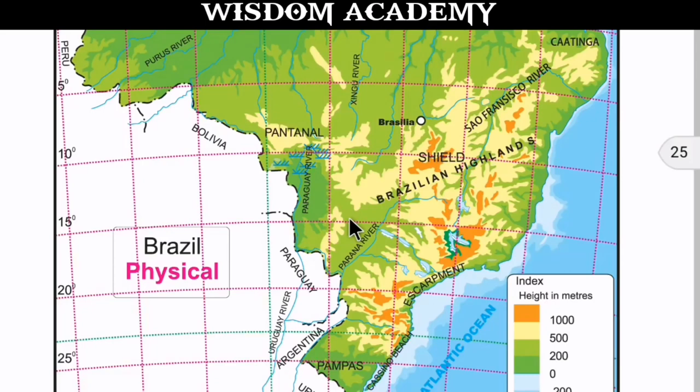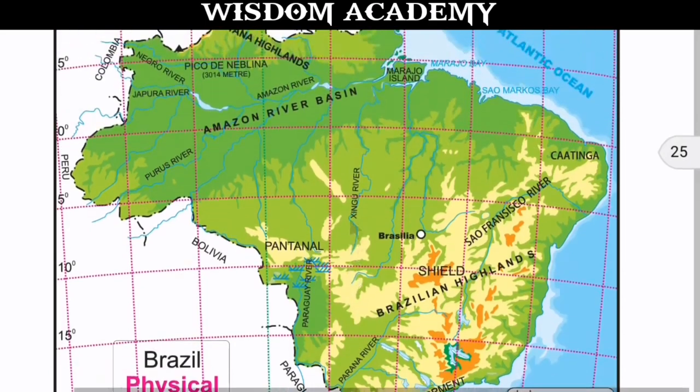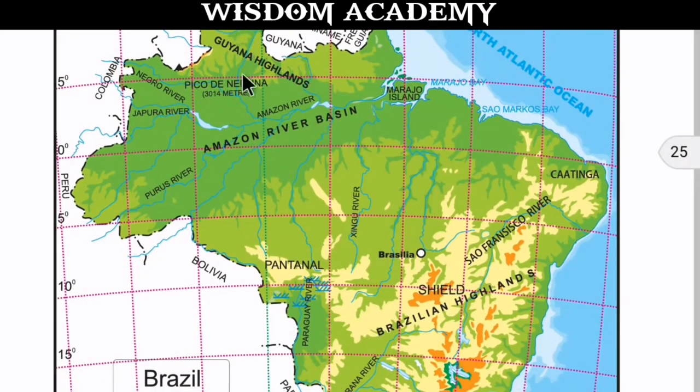The Amazon plains lie between two highlands and form the largest plain land in Brazil. So there are two highlands, the Brazilian Highland and the Guiana Highland. In between them is the Amazon River Basin. It is one of the largest plain regions in the country.